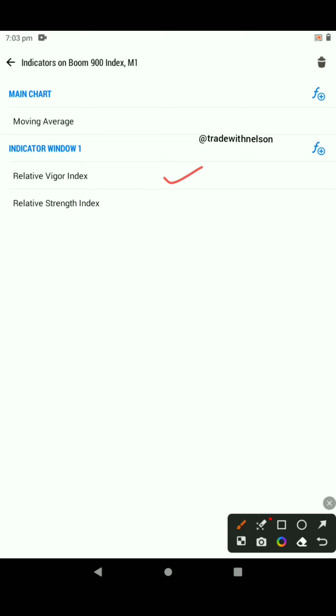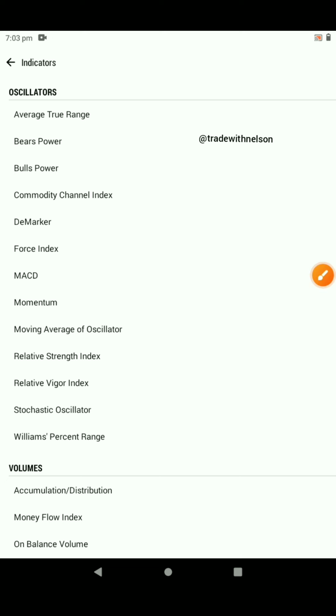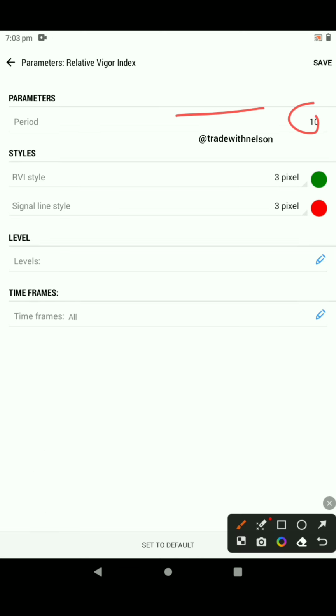To select the relative vigor index, click on the F icon on the main chart again. Scroll down a bit. This is the relative vigor index. Click on that. Make your period 10. Set the style to 3 pixels, signal line style to 3 pixels, and select a color of your choice. After that, click on save.